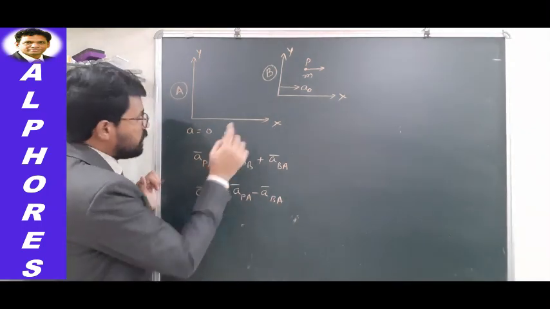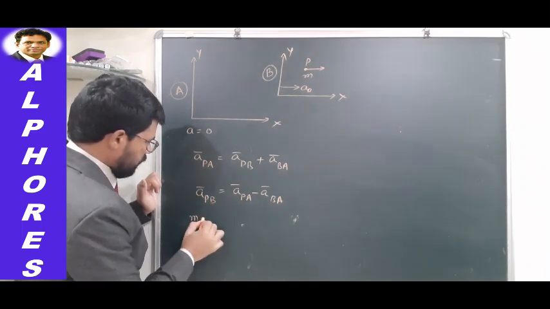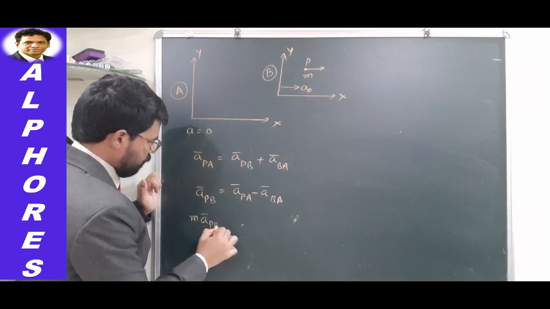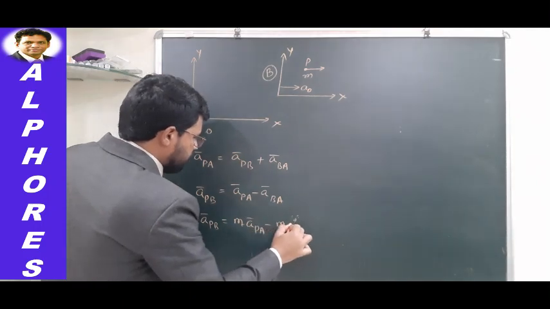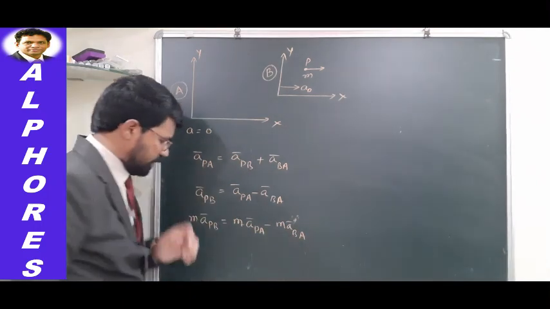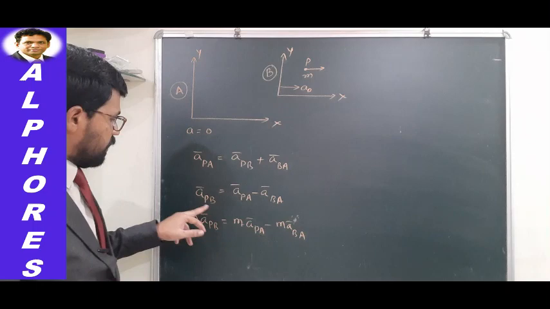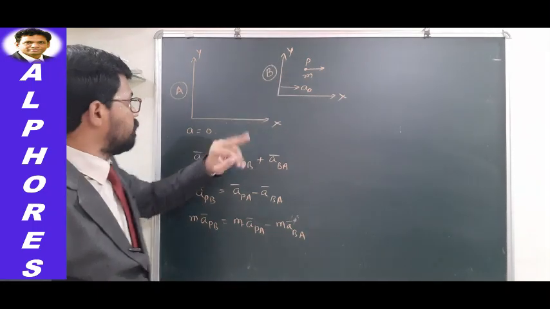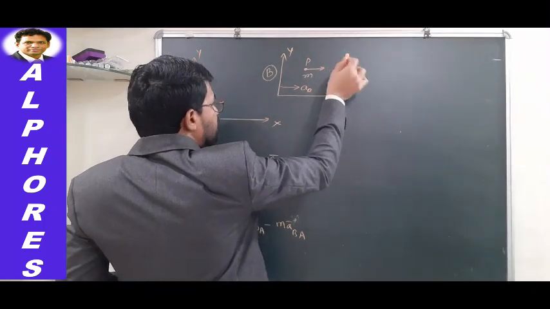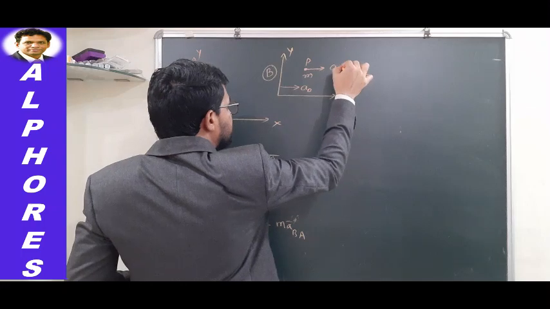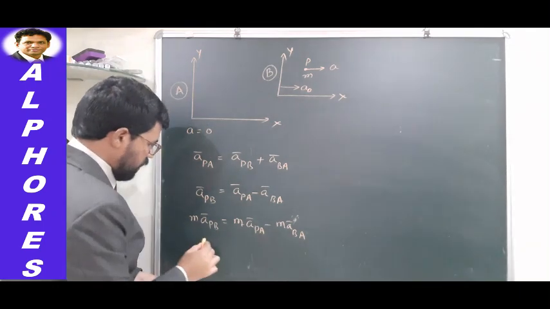Now multiply with the mass of the particle on both sides. M A bar PB is equal to M A bar PA minus M A bar BA, isn't it? So what is this M A bar PB? This belongs to the acceleration of the particle P with respect to B. Let us say it is experiencing some acceleration here. I'll consider that acceleration as A with respect to this frame of reference.